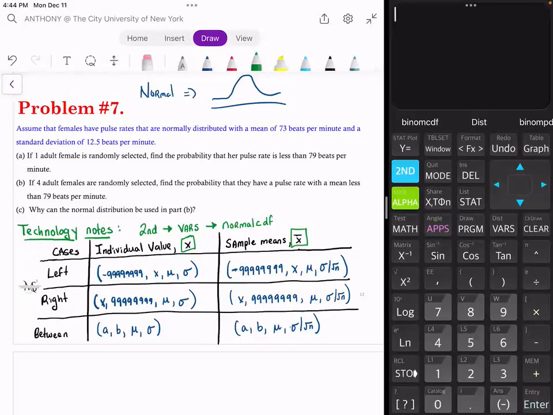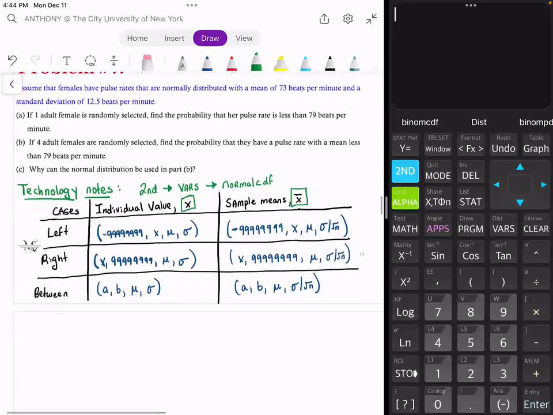So for each problem, you can think of it as there's a part A and B, and it just depends on the scenarios. I need two pictures, and I just need to know my cases. If you have the left, right, or between case, it tells you what to do in the graphing calculator on how to enter your values. X stands for data value, A and B would also be X values. The mean is mu, and the standard deviation is sigma versus sigma divided by square root of n.